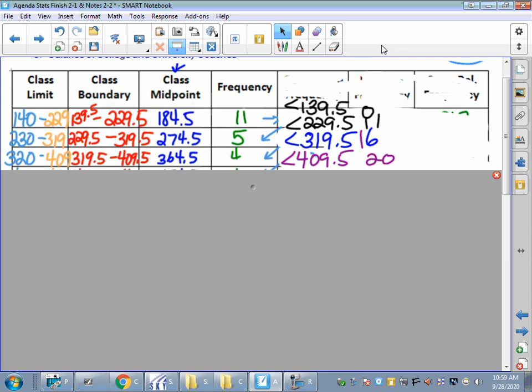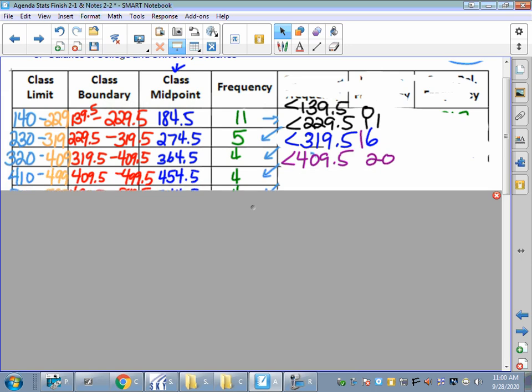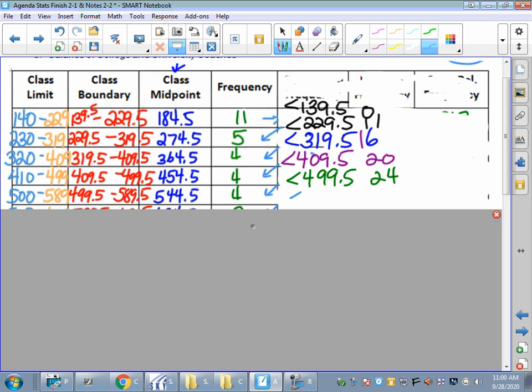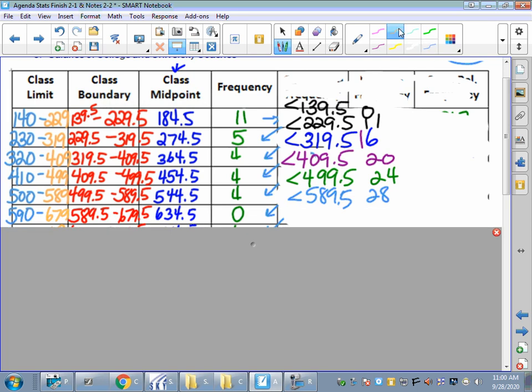Notice the difference between this and the other is that we just did a less than here. We're accumulating, so we're adding up all the data, but we're taking those class boundaries into consideration. Now how many pieces of data are less than 499.5? 24. Less than 589.5? 28. Less than 679.5? Still 28.